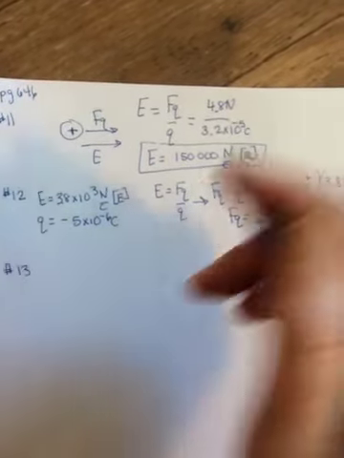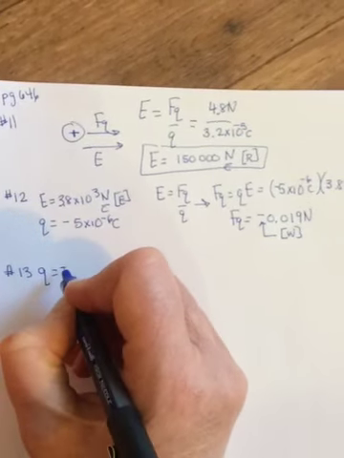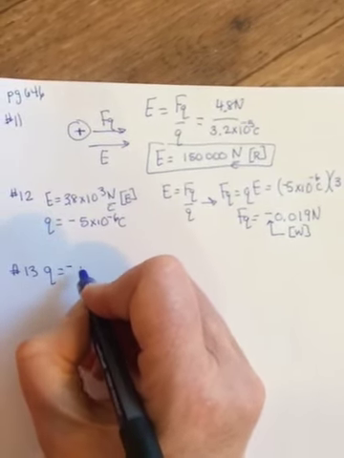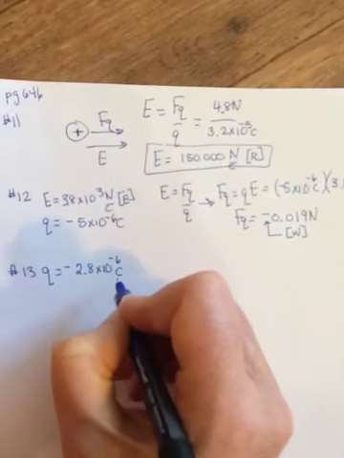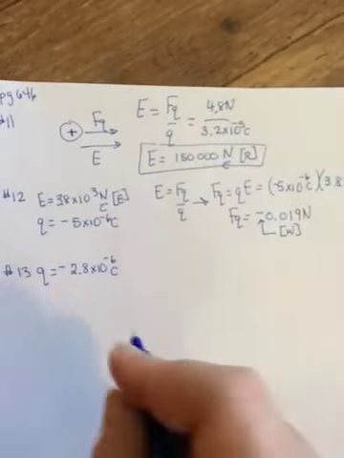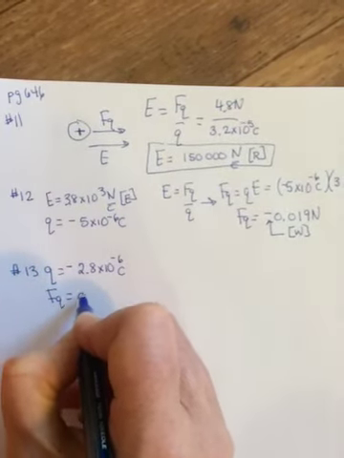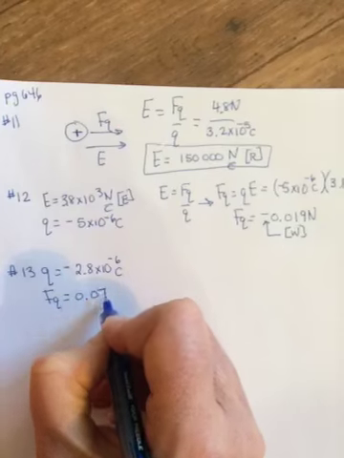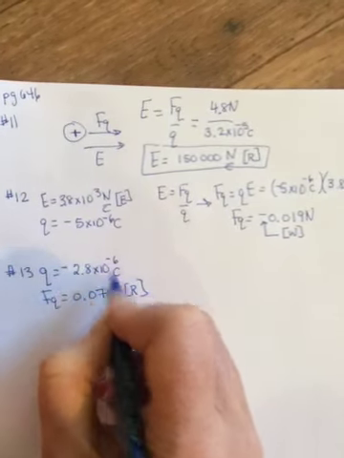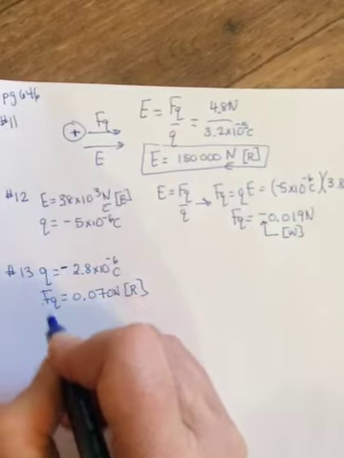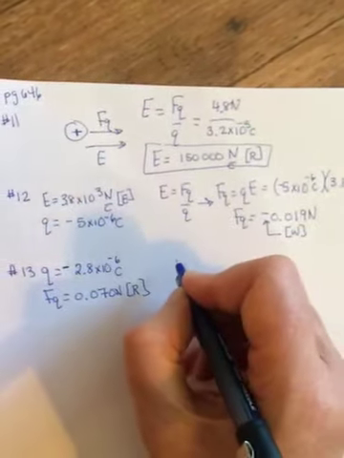Number 13, a negative charge. So again, force and field should be in the opposite directions. Of 2.8 times 10 to the negative 6 coulombs experiences an electrostatic force, so F_Q, of 0.070 newtons to the right. That means the field should be going to the left because the charge is negative. What is the magnitude and direction of the field?